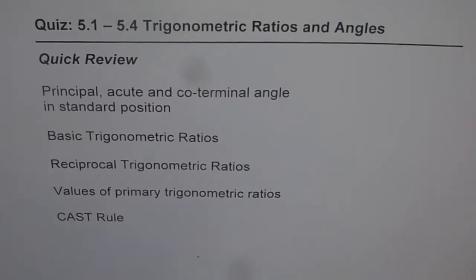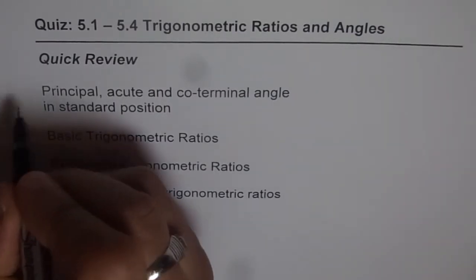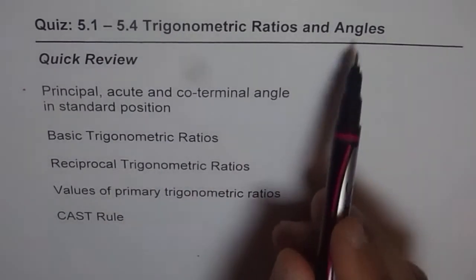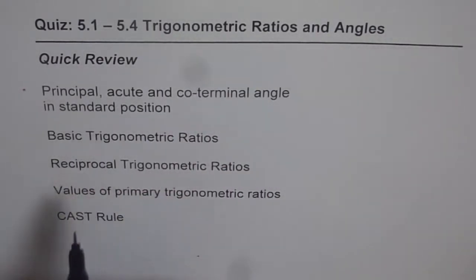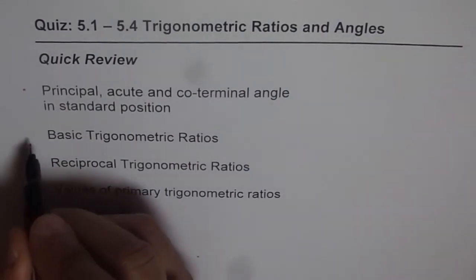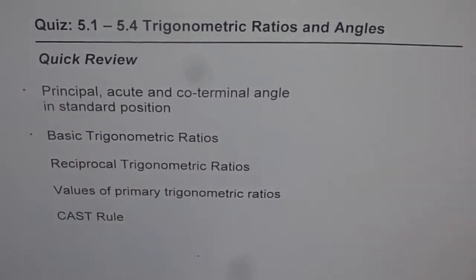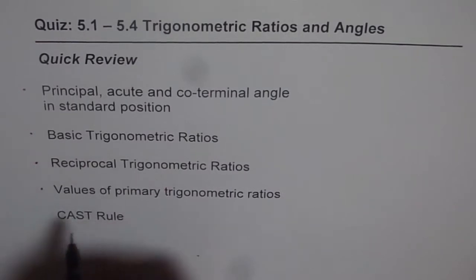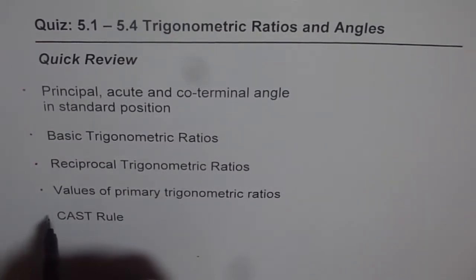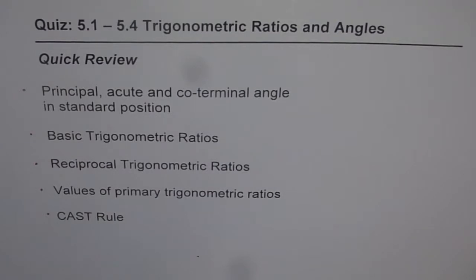So things to remember for us are these which I've listed right there. We'll just go through them one by one. The first one is to understand angles, which is principal angle, acute angle, coterminal angles in standard position. And then we will talk about basic trigonometric ratios, that is sine theta, cosine theta, and tangent theta. And then reciprocal of these ratios, which is cosecant theta, secant theta, and cotangent theta. And then we'll worry about the values of these trigonometric ratios and a simple and most useful rule which we learned, the CAST rule.